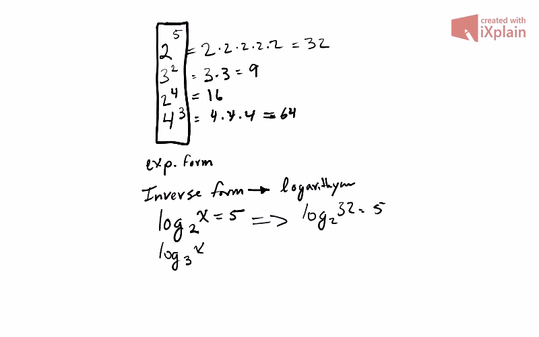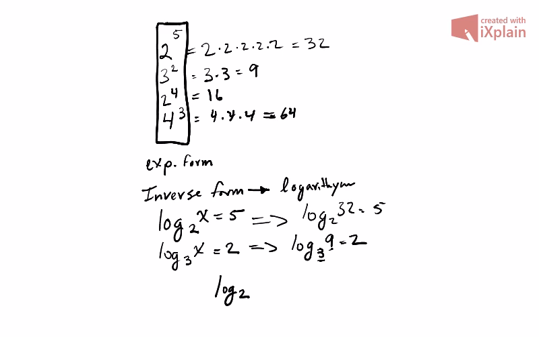Let's do log base 3. Log base 3 of x, I don't know, for a fact equals 2. Well, basically it is log base 3 of 9. So what power of 3 gives me 9? The answer is 2.